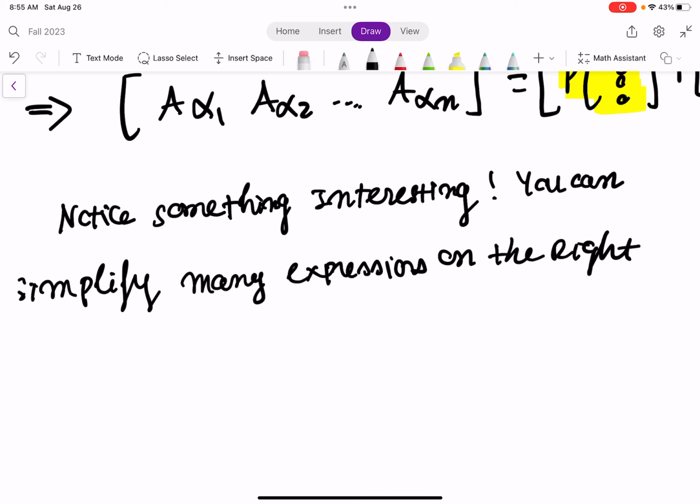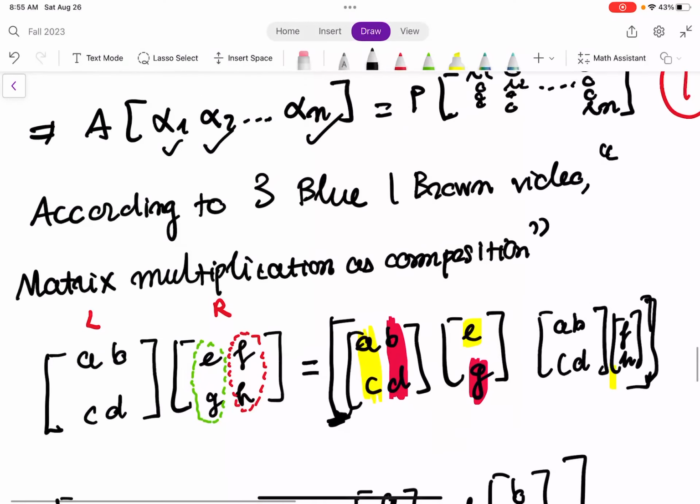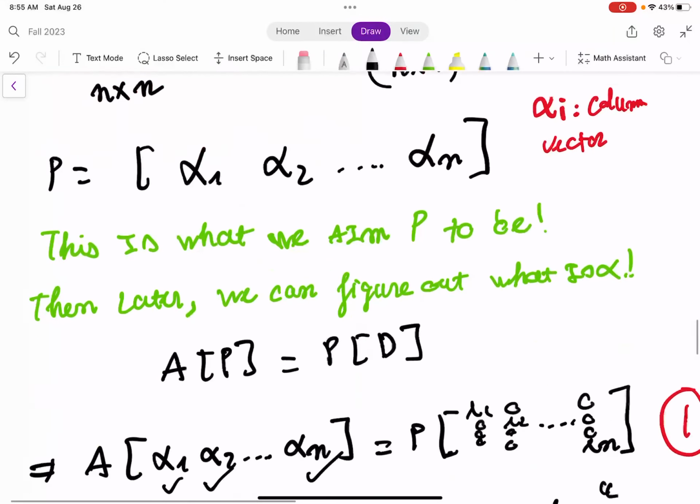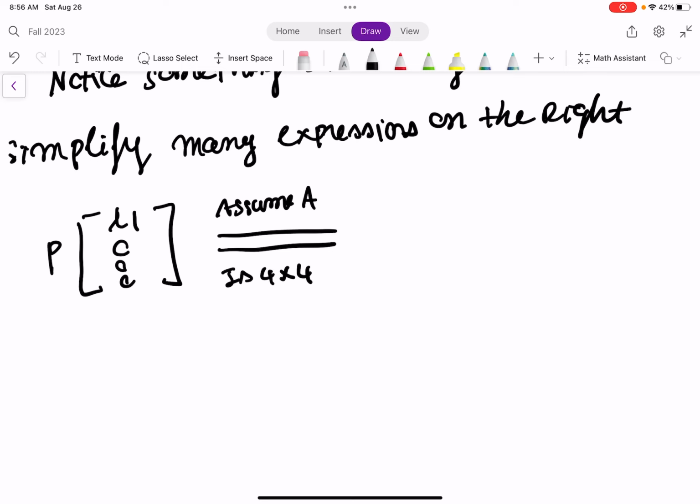So how can you simplify it? So P and the 1, 0, 0, 0, right? So what does it become? Remember, what is our P? Let's say for example this is a 4 by 4 matrix. Remember how I said A is an n by n matrix. For our example, you can assume A is 4 by 4. So what is our P going to look like? Our P is going to look like alpha 1, alpha 2, alpha 3, alpha 4.